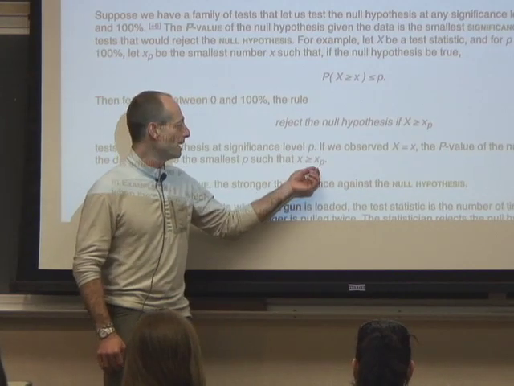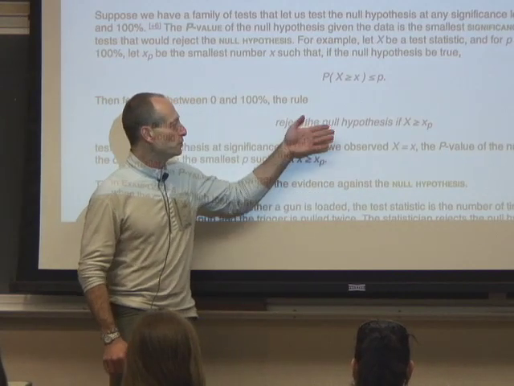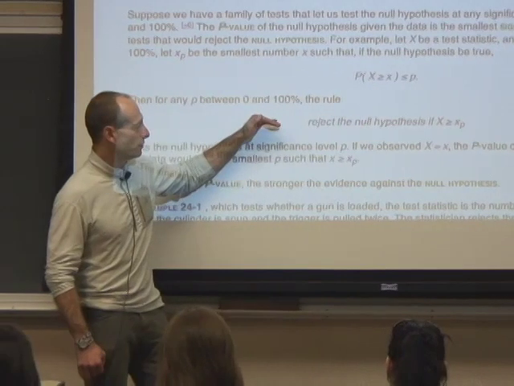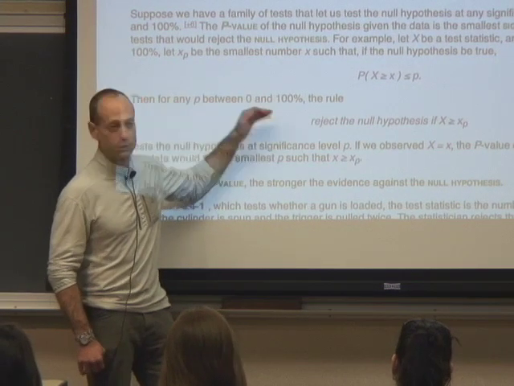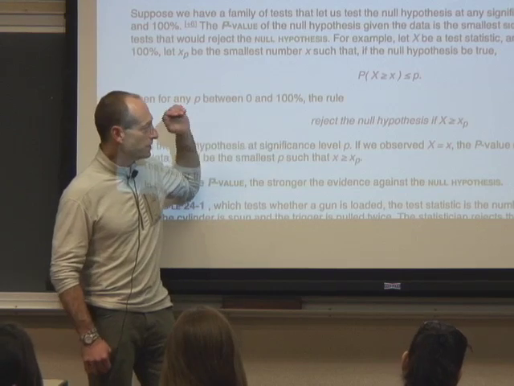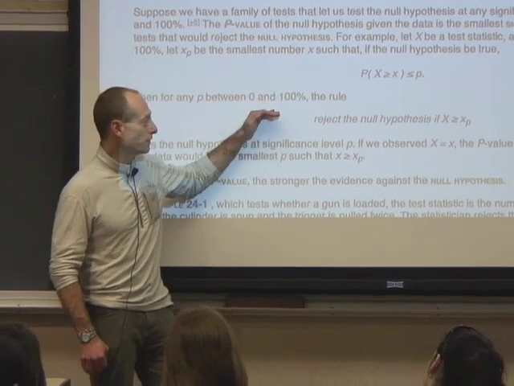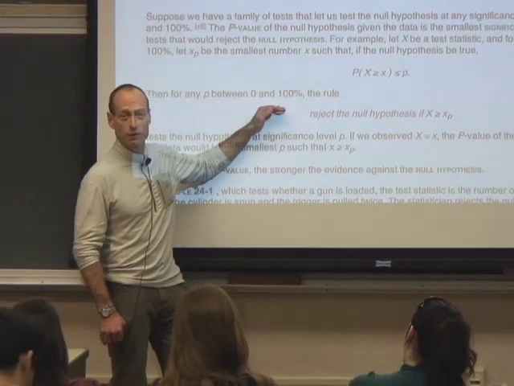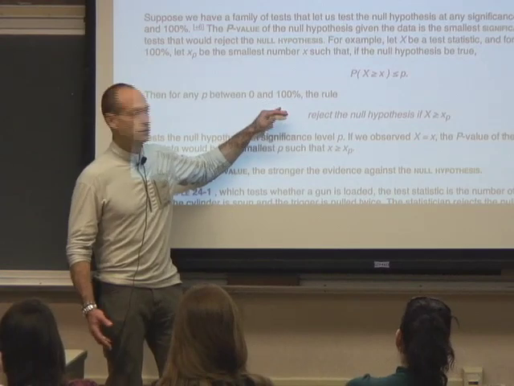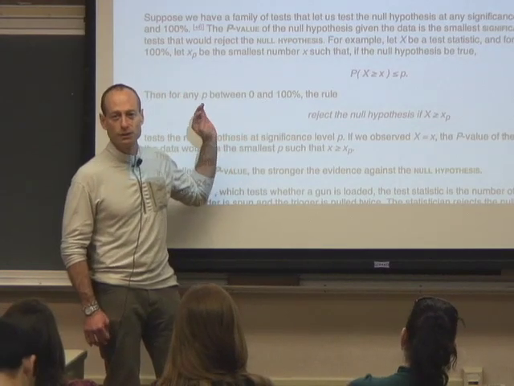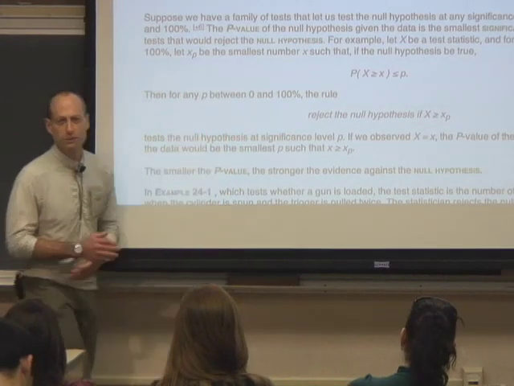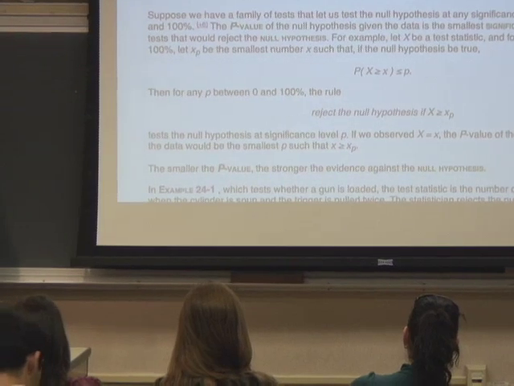But I say, okay, if I had tested at significance level 7%, I would have rejected the null. If I had tested at significance level 6%, I would have rejected the null. If I had tested at significance level 3%, I would have rejected the null. If I had tested at any level less than 3%, I wouldn't have rejected the null. So then the p-value would be 3% in that scenario. Is this going to make sense?